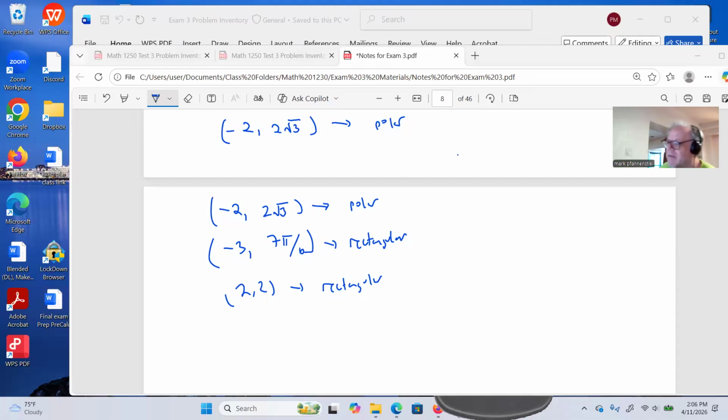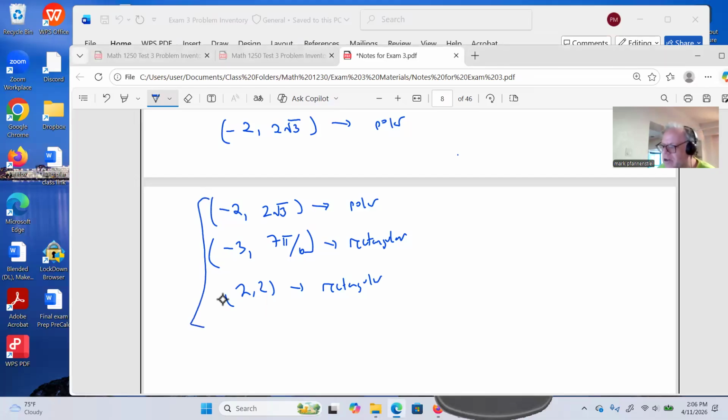All right, welcome back to trigonometry. We have some conversions here. We are going to convert from polar to rectangular and vice versa. So the instructions say we're going to convert the rectangular coordinate (-2, 2√3) to polar coordinates.